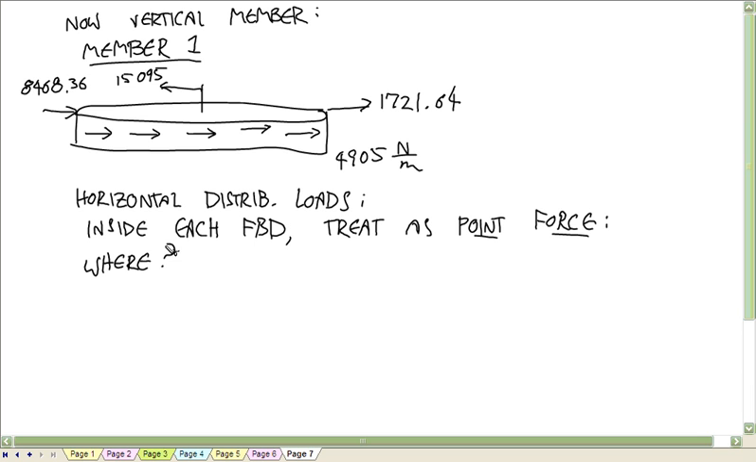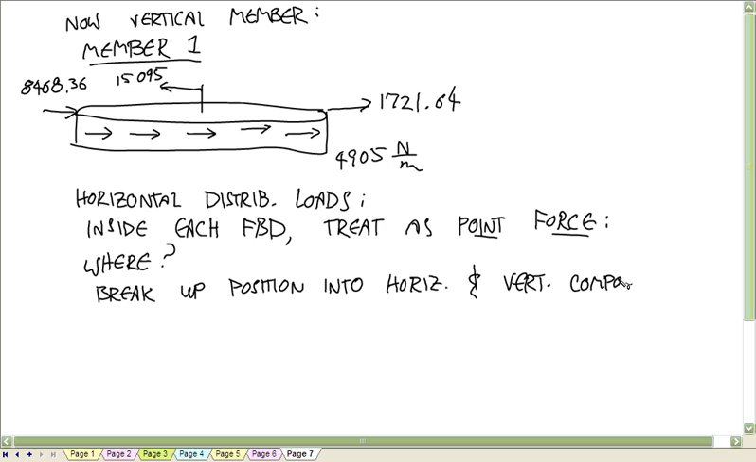Well, there are two components to its position, right? So let's think about what's relevant to us. We'll break up the position into horizontal and vertical components. Okay, so what about the horizontal position? Say we have some body like this. Where are we going to locate this force along here?